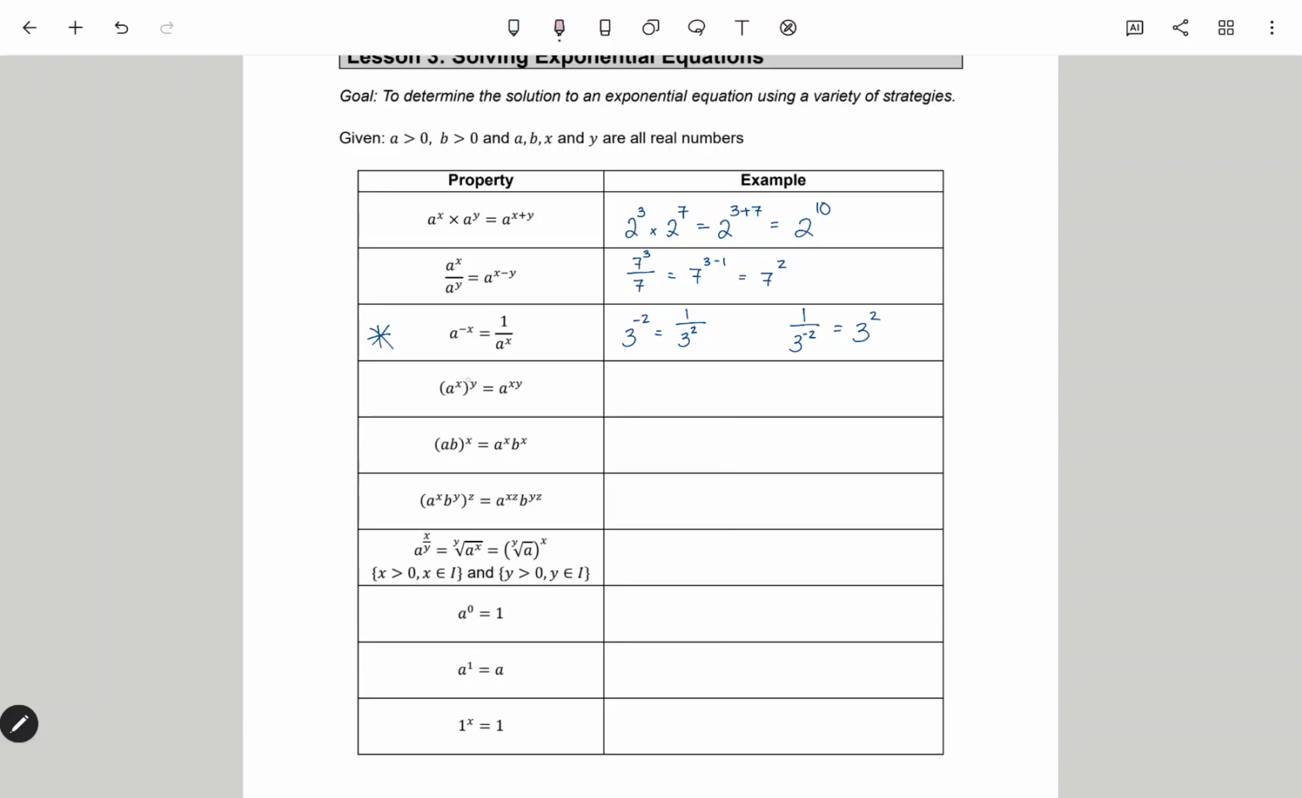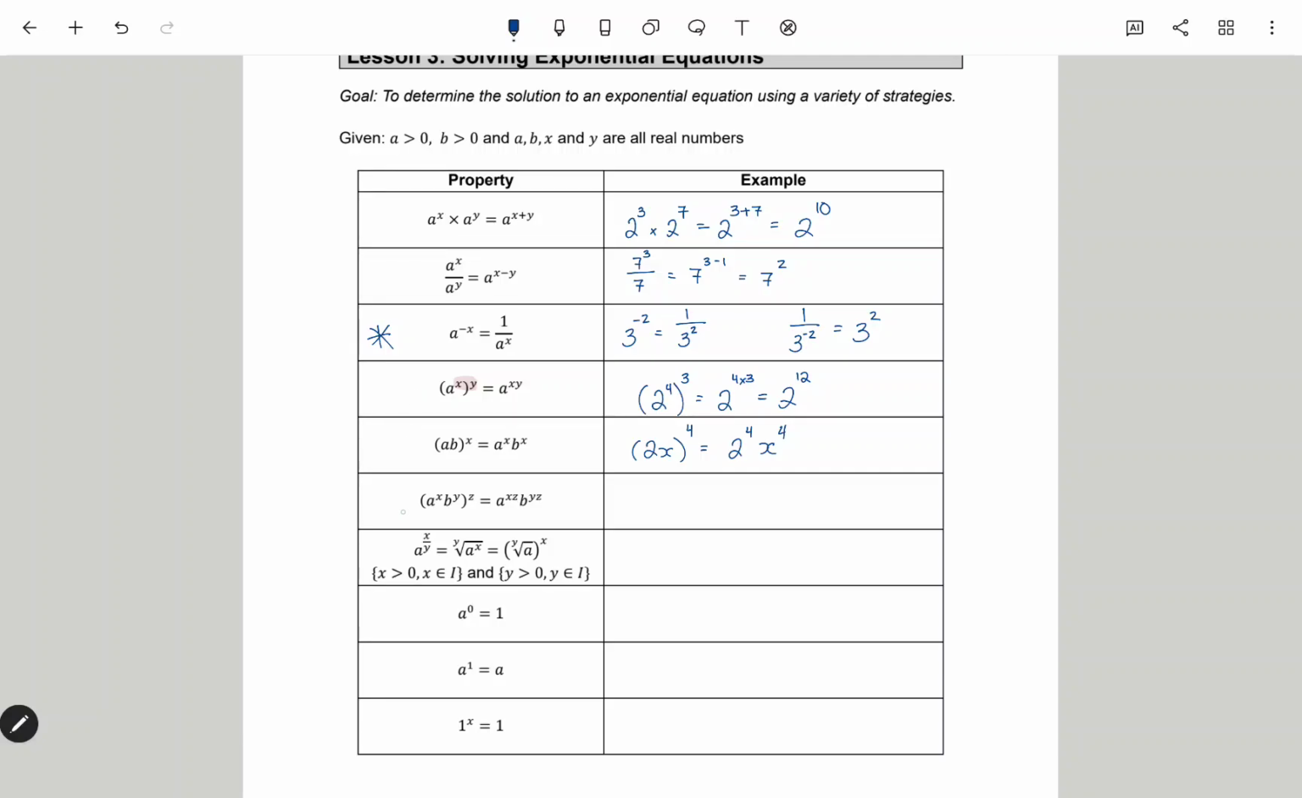This is another rule that is used a lot when I have a power to a power. So if I have 2 to the power of 4 to the power of 3, this is 2 to the power of 4 times 3, which equals 2 to the power of 12. Also, if I have two bases to a power, I can give that power to both of those bases.